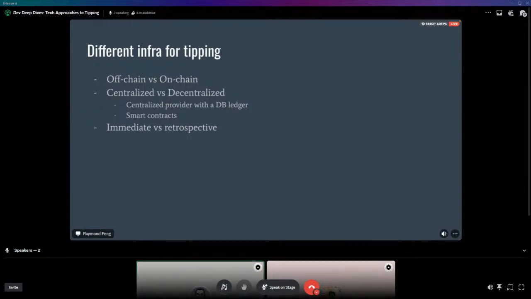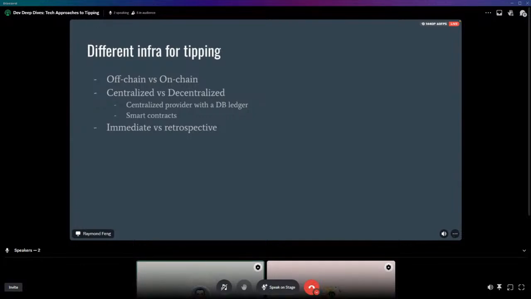Another interesting angle to look at is how fast the tipping can happen. I believe there are different ways to do so. One is immediate. A wants to tip B with 5 Collab.Land tokens, and whenever you finish that on-chain transaction, the 5 tokens arrive in B's wallet or account. B will immediately see that, and A also has that deduction from their account immediately. So that's an immediate tipping.